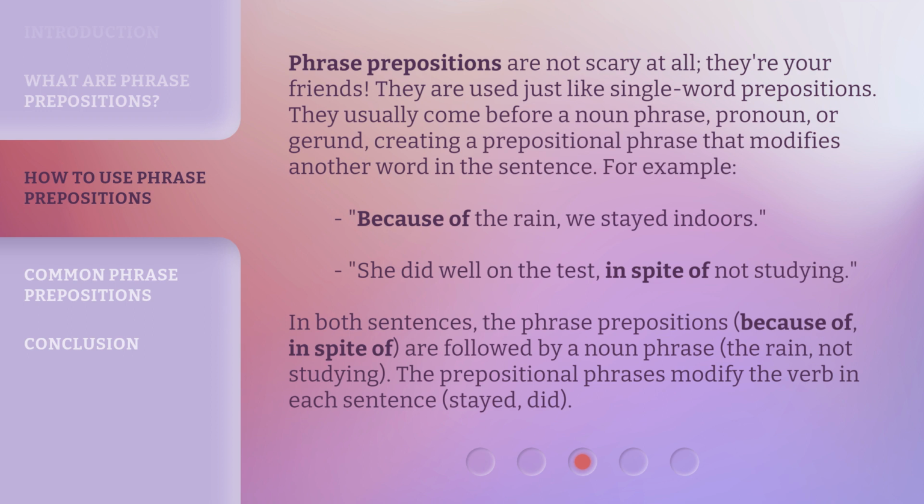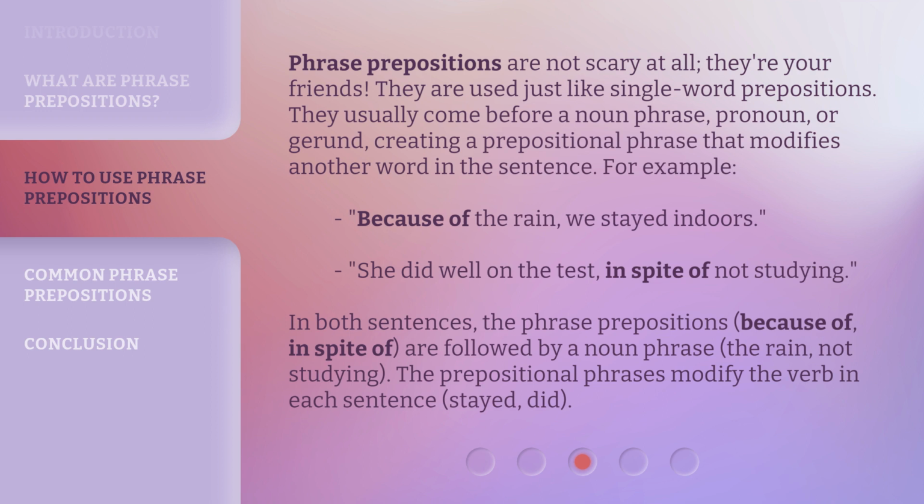Phrase prepositions are not scary at all. They're your friends. They are used just like single-word prepositions. They usually come before a noun phrase, pronoun, or gerund, creating a prepositional phrase that modifies another word in the sentence. For example, because of the rain, we stayed indoors.